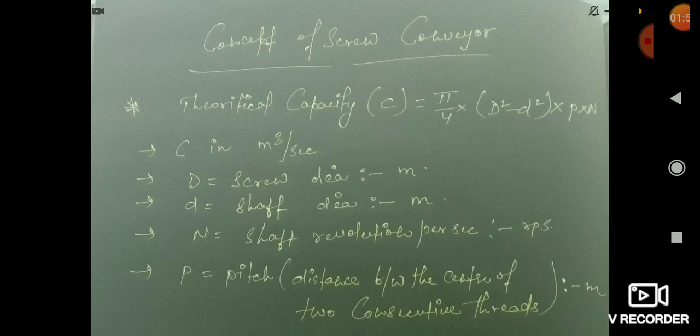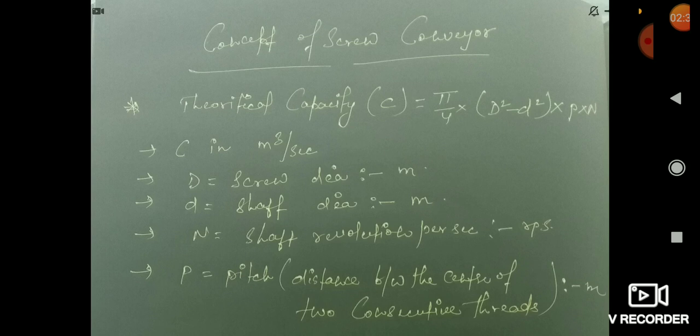Friends, here you see that capital D is the screw diameter and small d is the shaft diameter. On the shaft, screws are made, means helical shape screws are made. So capital D is the total diameter, means shaft plus screw total diameter, and small d is the shaft diameter when the screws are not made on the shaft.